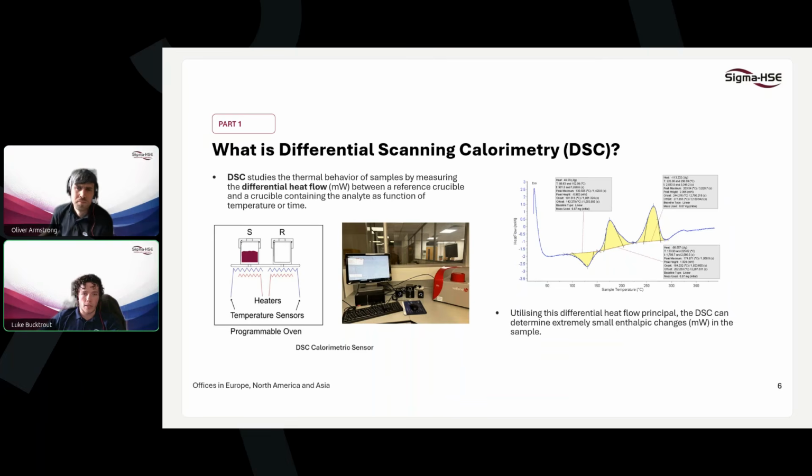Whilst it doesn't directly replace DSC, it's usually used in conjunction with it to provide further insight into decompositions, because DSC for thermal stability applications will typically use high pressure seal crucibles so that we can more accurately determine enthalpy, so that no heat is removed from the system, as is the case in thermogravimetric analysis.